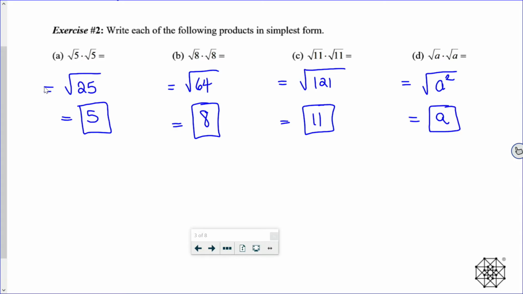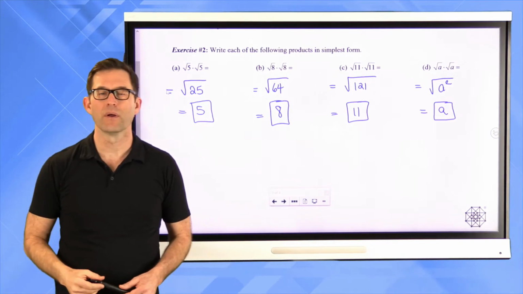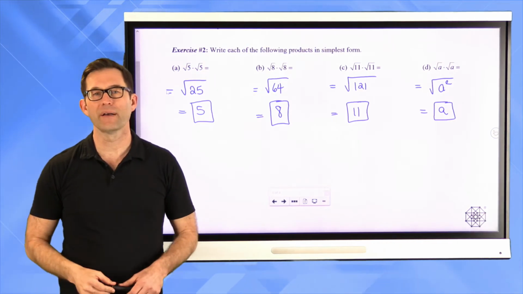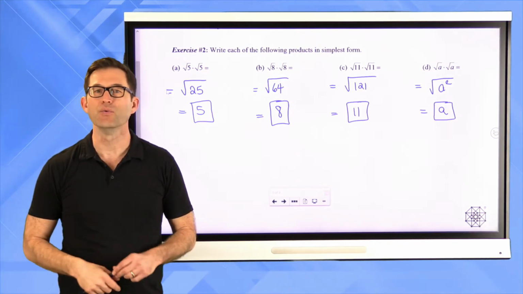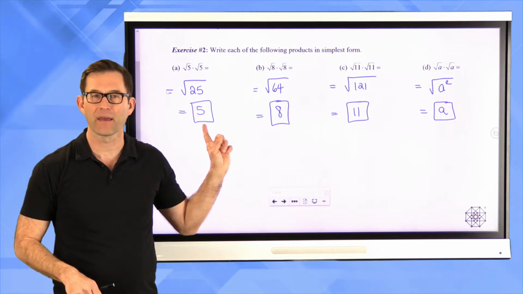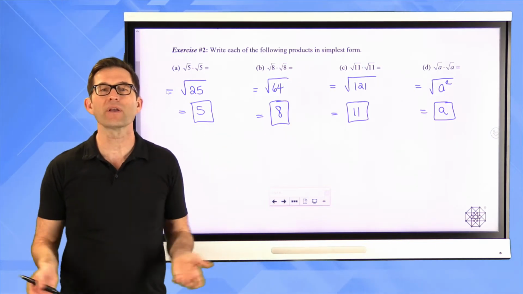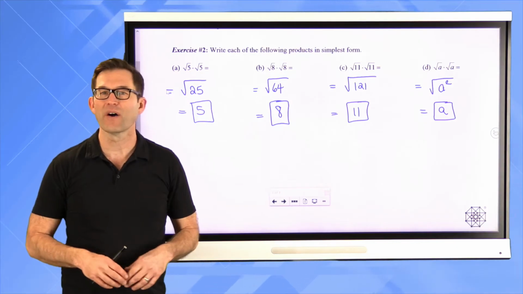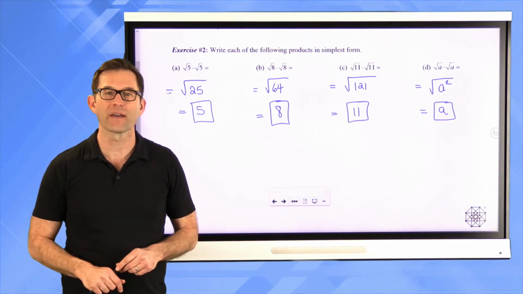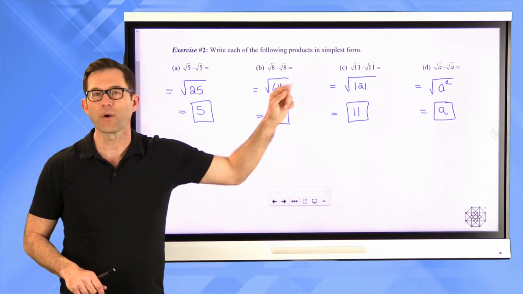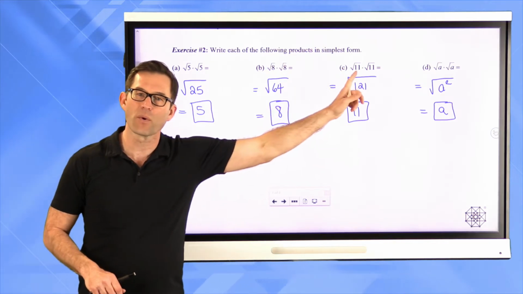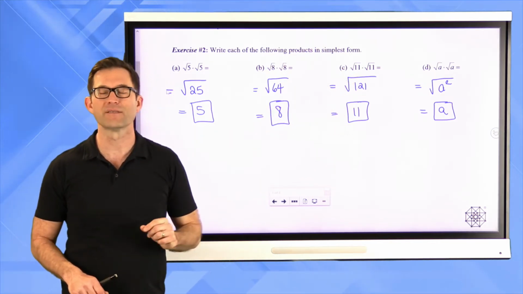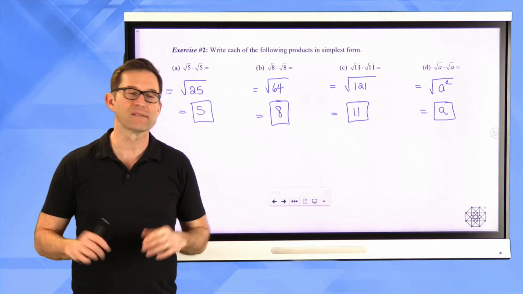right? And this is so amazingly important. Whenever you multiply a square root by itself, you just get the radicand back. And that makes sense because we're squaring a square root. They're just undoing each other, right? So if I square the square root of 5, I get 5. If I square the square root of 8, I get 8. Square the square root of 11, I get 11, etc. And that is amazingly important.